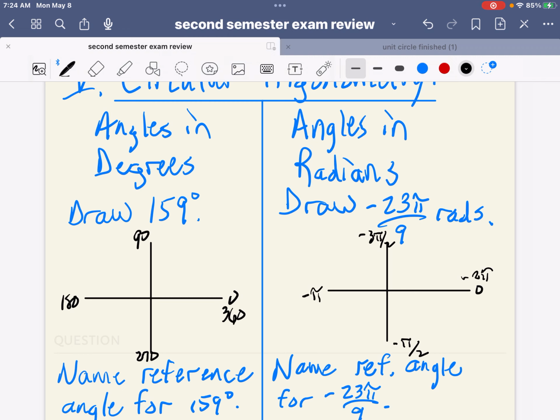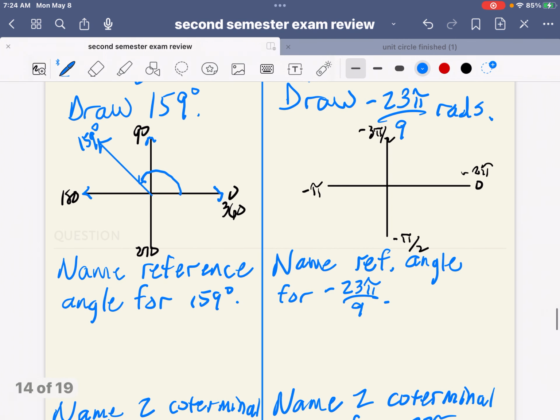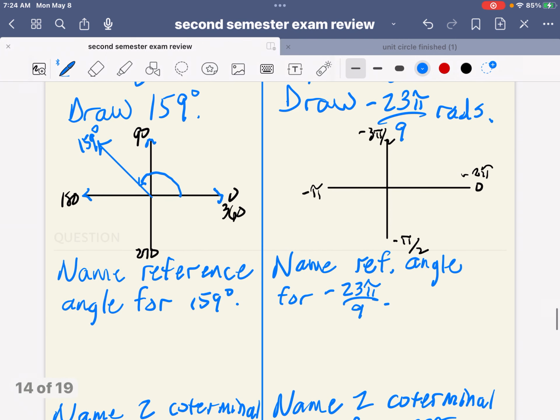Well, if the right side of the x-axis is 0 degrees, then the top of the y-axis is 90 degrees, and the left side of the x-axis is 180. So 159 is drawn by drawing an arc into the second quadrant and labeling it 159 degrees. What is the reference angle for 159 degrees?